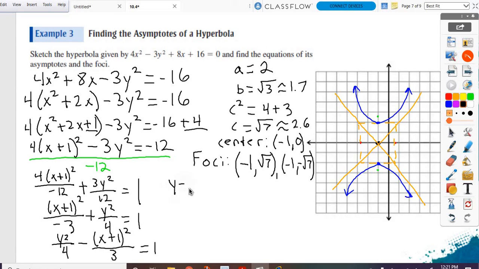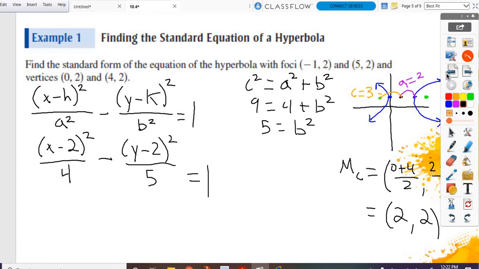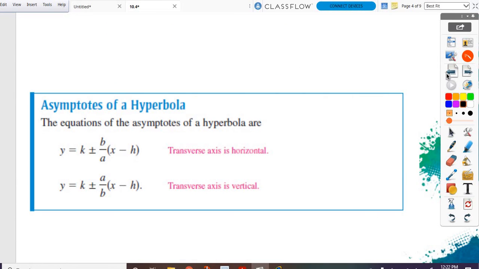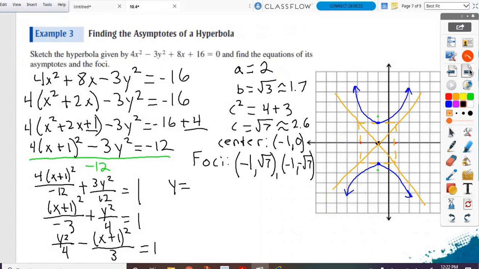So we have y equals, and what did our equation give us? We're using this one, right? So it's going to be k plus or minus a divided by b times x minus h. And we use the a divided by b because it's vertical. If it was horizontal, it would be b divided by a. Yes?